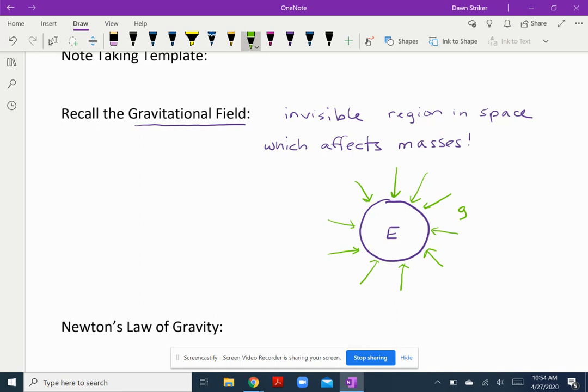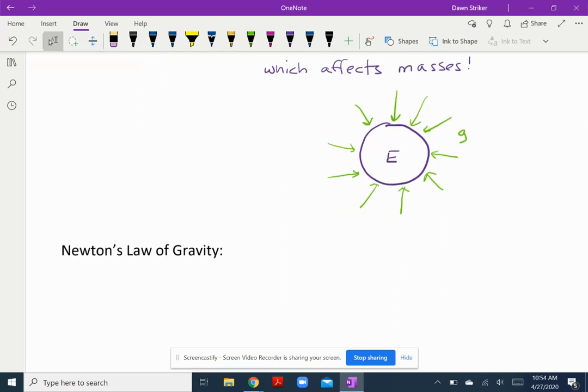We don't know it's there unless we lift something up and we notice that it drops to the Earth. It's like magically attracted to the Earth. And you've been noticing that since you were born, since you were little. You've grown up in this gravitational field, so it certainly doesn't seem strange to you, right?